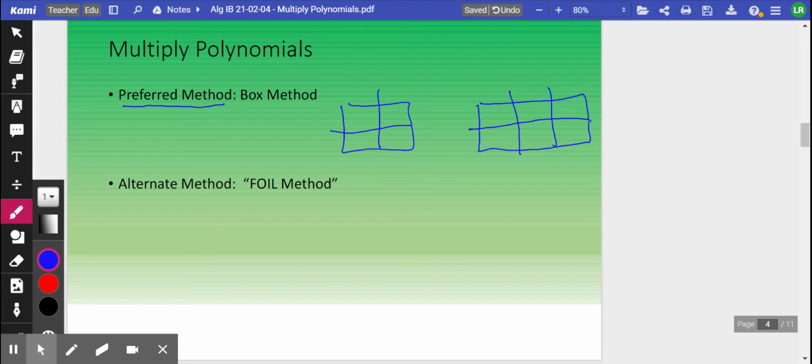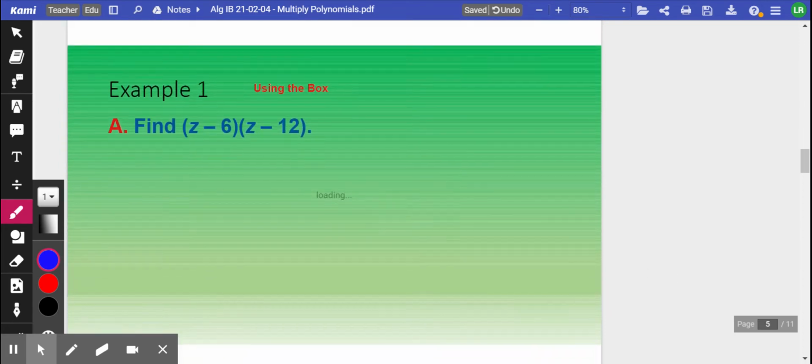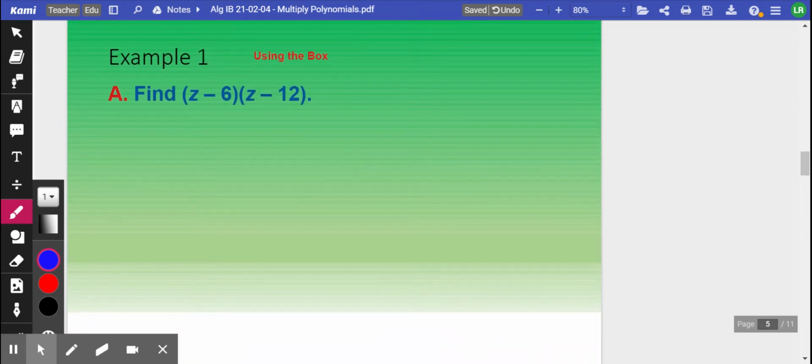Now, I will also show you what we call the FOIL method. Now, really what this is, you're creating a big distributive property problem, because that's really what it is. The box just helps us organize it. So let's go ahead and look at the box method first. I will show you the FOIL method, okay? But you are going to see me lean towards using the box when I explain them in class, okay? So here's our first example, okay? We are going to use the box for this particular one, okay?